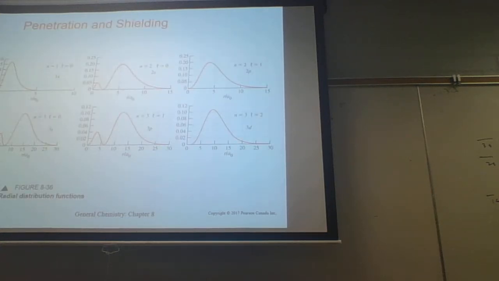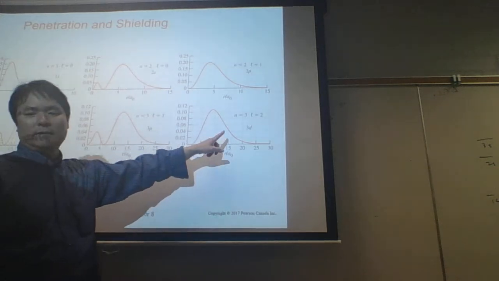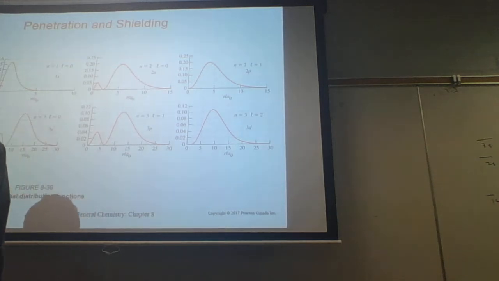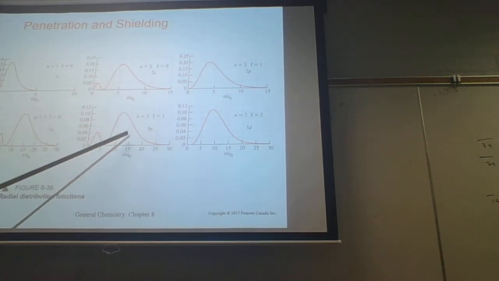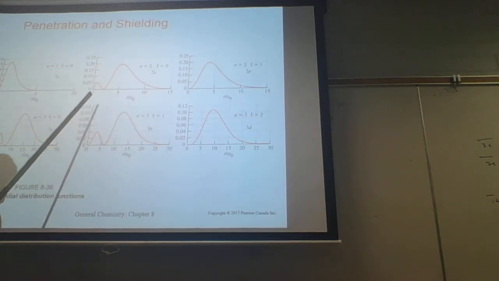Their RDFs are quite a bit different. Let's look at the 3s and the 3p and the 3d. Yeah, the most probable distance is the same. No, the most probable distance is different. The effective distance is the same, right?